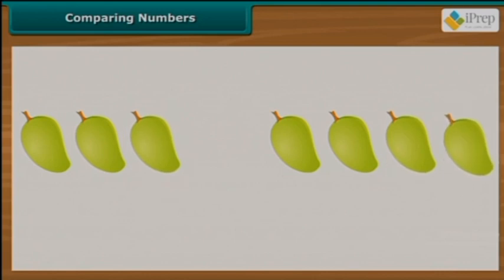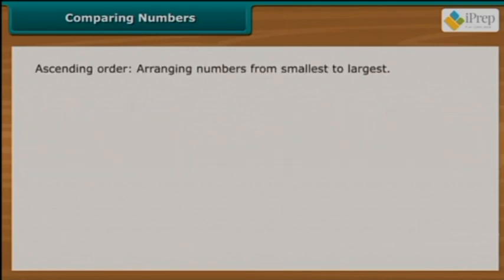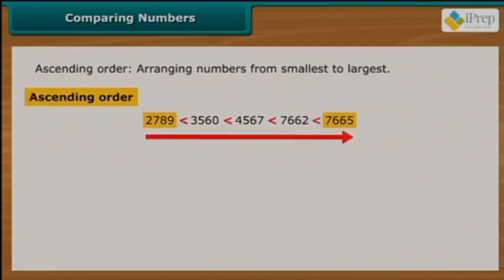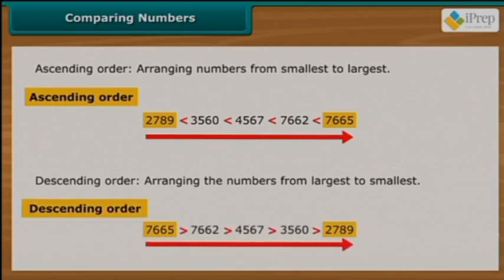Numbers. A collection or group of numbers can be compared with each other. On comparing the numbers, we can tell which group is large. The arrangement of numbers from the smallest to the largest is called ascending order. The arrangement of numbers from the largest to the smallest is called descending order.